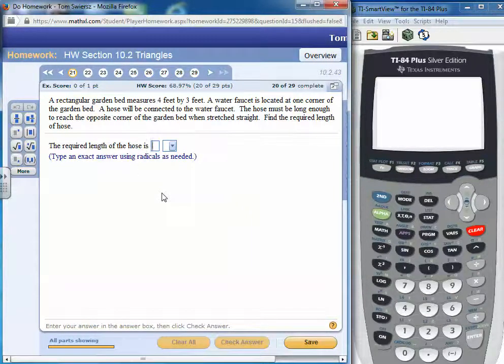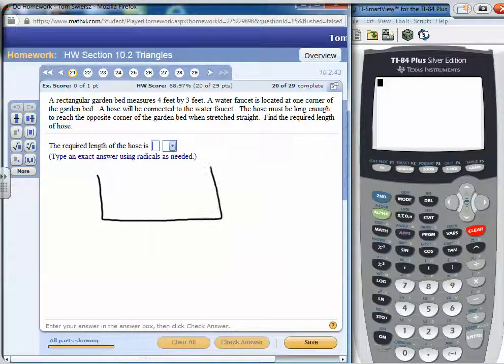Okay, let's look at question number 21. A rectangular garden bed measures 4 feet by 3 feet. So we have a rectangle 3 by 4. A water faucet is located at one corner of the garden bed. A hose will be connected to the water faucet, and the hose must be long enough to reach the opposite corner. So here's the faucet, and the hose goes along here, which would really be the diagonal. Opposite corner of the garden bed when stretched straight, find the required length of the hose. So the hose is right there. The length of the hose is x.